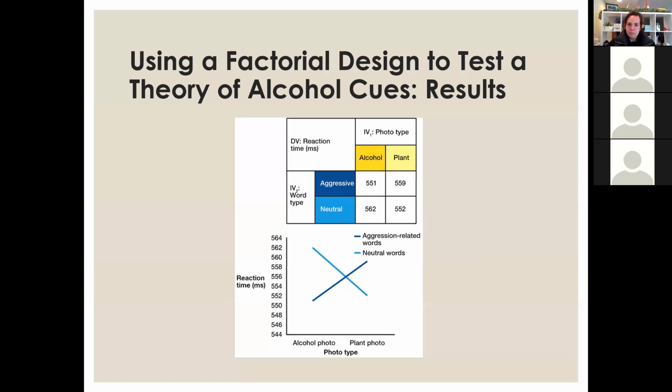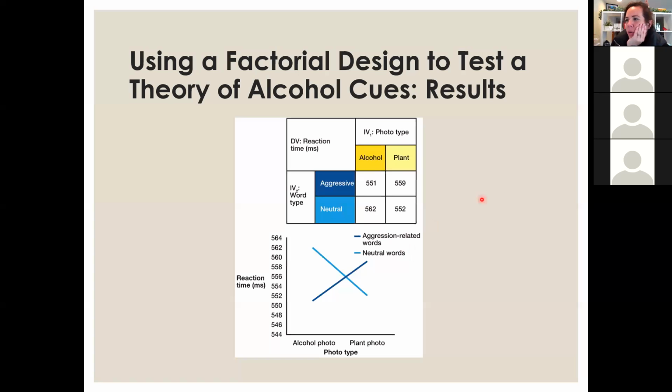It says it's like a neutral. Like seeing the alcohol didn't mean that they were aggressive, they were neutral. Same with the plants, they were neutral, like 50-50. Okay, any other thoughts? Maybe the word type affects reaction time, depending on if it's aggressive or neutral.